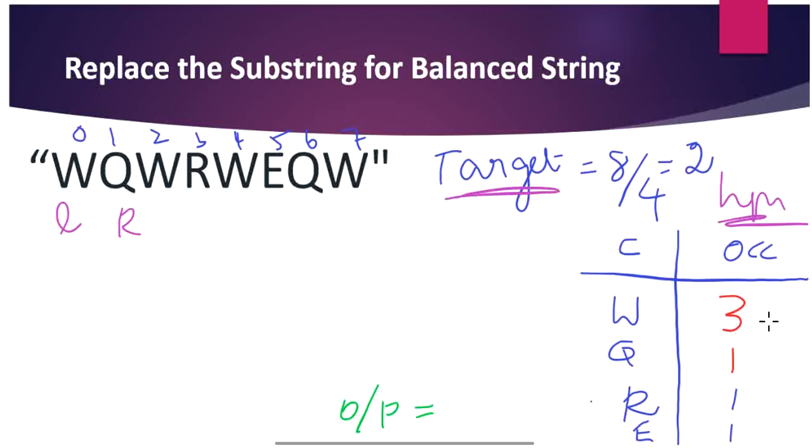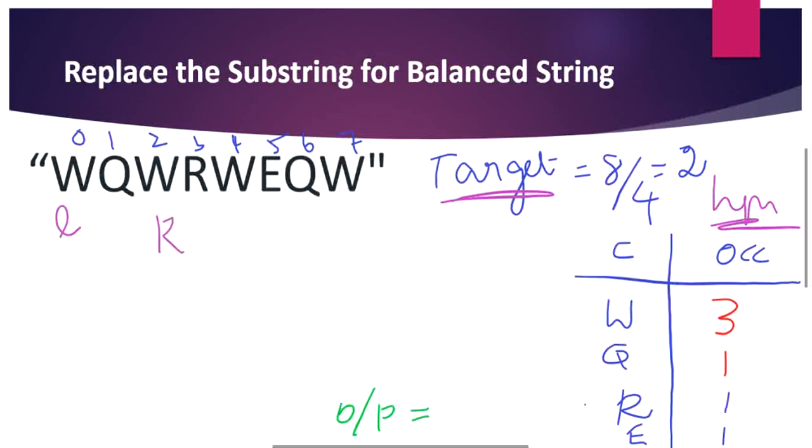So let's move our pointer R. Now that we have moved our right pointer, we are going to check whether replacing this substring from left to right will make our string balanced. In this case, we already have updated one W and one Q. Now let's update our third W and check whether our string can be balanced. So we have updated our W to 2. In this case, if you check, it meets our condition that any character can be maximum of 2. So our string is now balanced.